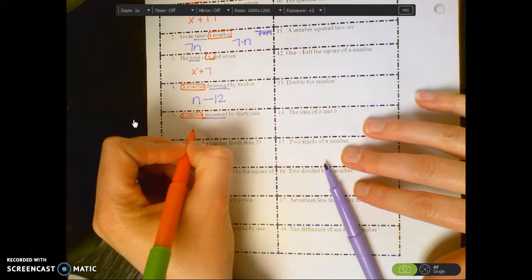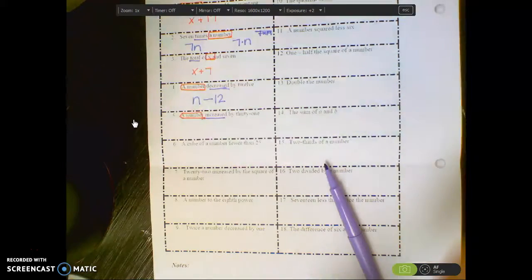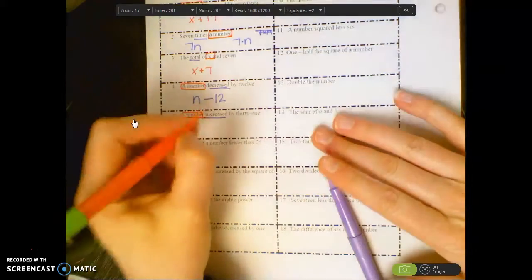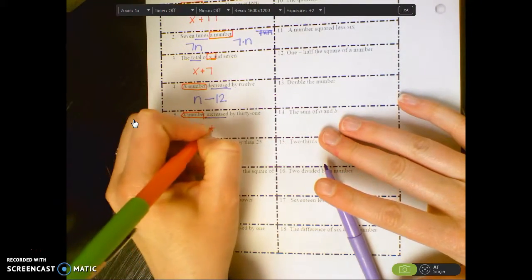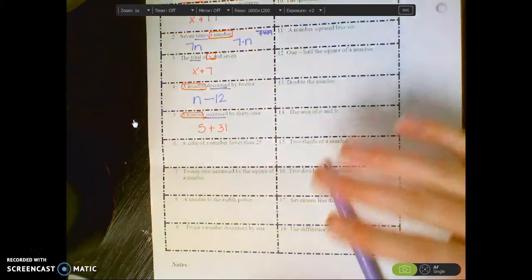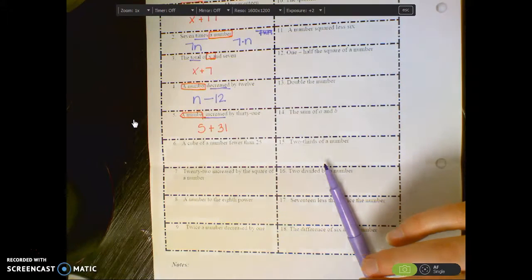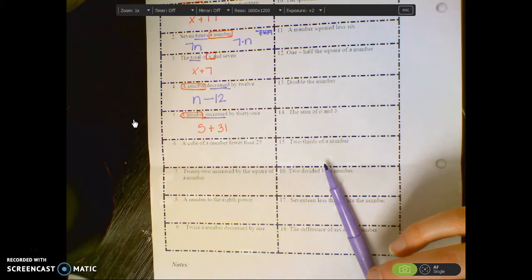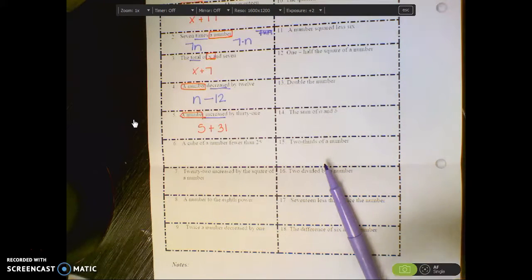So a number, and I'm just going to give these numbers any variable. So like let's do s plus 31. Now typically people don't use s because it can sometimes look like a 5. But I'm just showing you that it can be any variable.